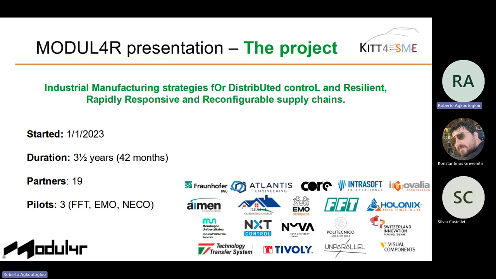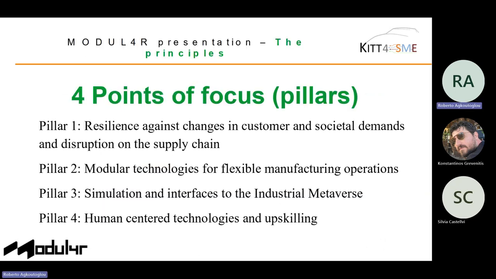So now, Modular envisions reliable, maintainable, affordable, reusable and changeable SME-friendly autonomous modular factories and supply chains, able to manufacture new products in low volumes and rapidly respond to unexpected events, as well as the overall supply chain. Modular focuses on 4 pillars, offering hardware and software components. The first pillar is resilience against changes in customer and societal demands and distribution of the supply chain. Pillar 2 is modular technologies for flexible manufacturing operations. Pillar 3 is simulation and interfaces to the industrial metaverse. And pillar 4 is human-centered technologies and upskilling.